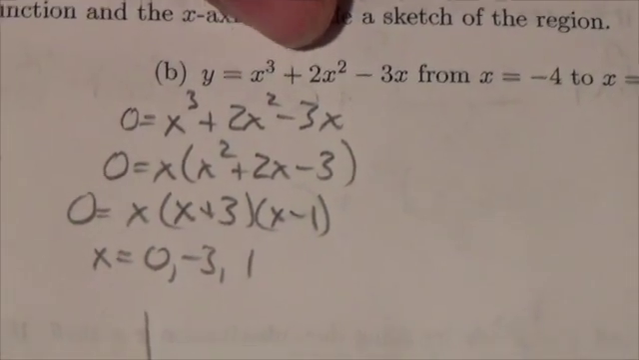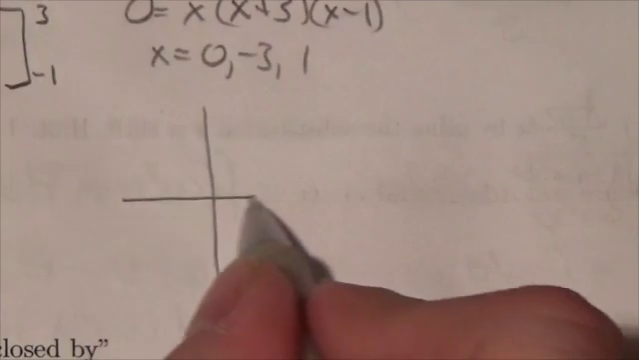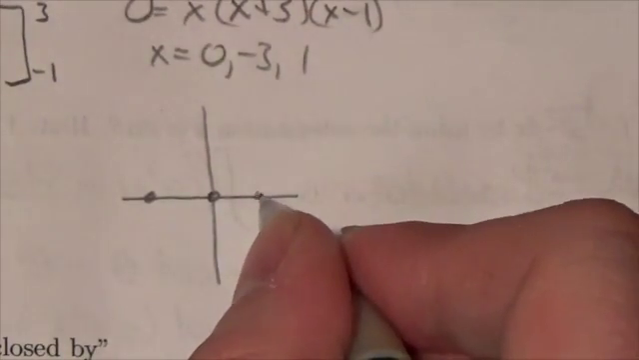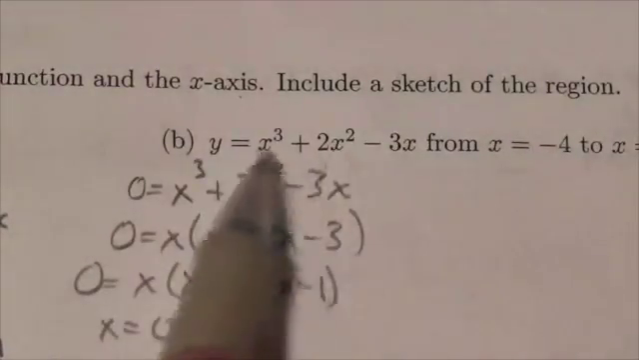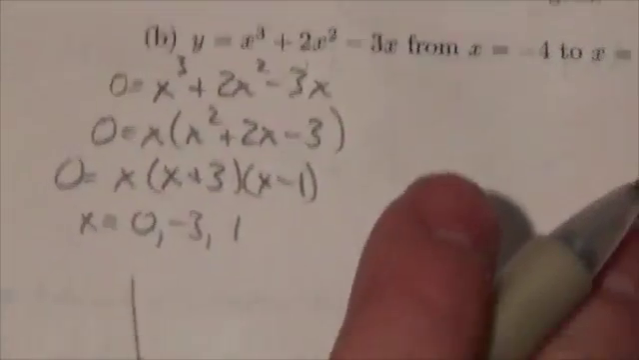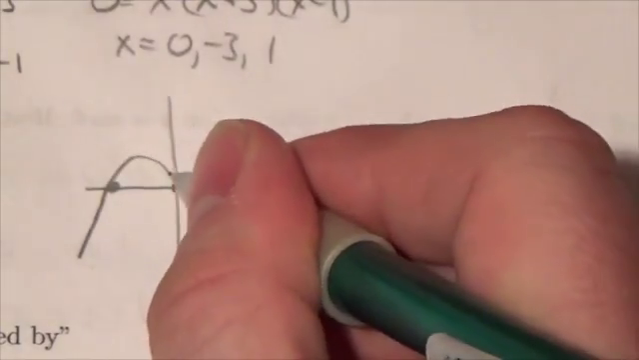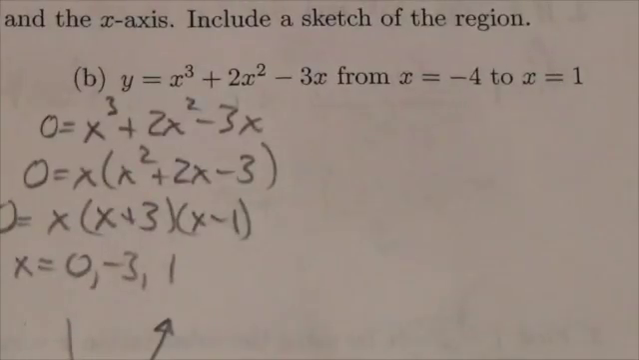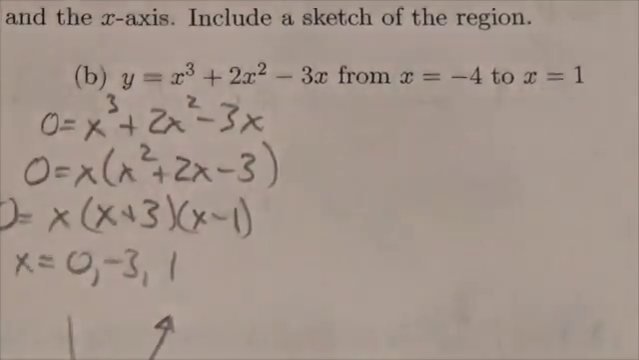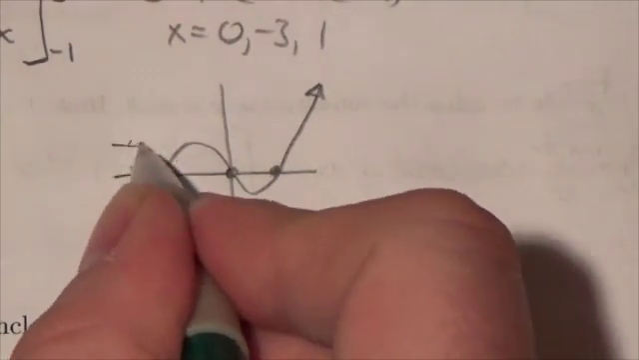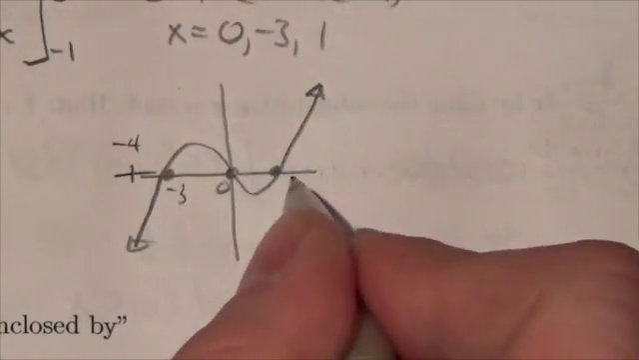So the function is going to look something like this. It's going to go through 0, it's going to go through -3, it's going to go through 1. The function here is a positive cubic, meaning it's rising as you go to the right. So it's got to look something like this. And now I want you to evaluate this on the interval between -4 and 1. Well, -4 is out here. So here's -3, here's 0, here's 1.